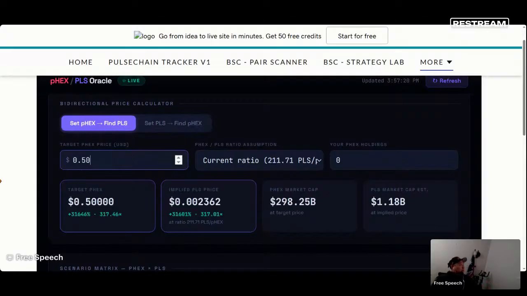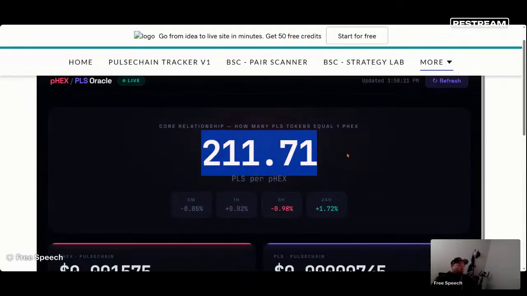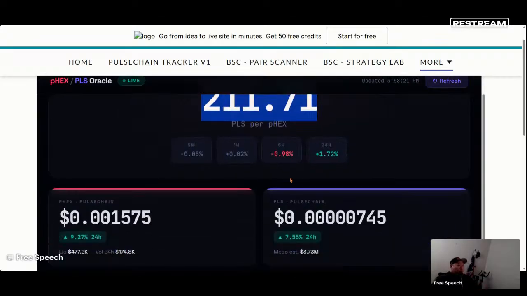Now, we have this here. Ratios both go up equally. Ratio stays the same if pHEX goes up 10% and Pulse goes up 10%. The number of PLS it takes to buy 1 pHEX doesn't change at all. The ratio is completely neutral. Moves happen in lockstep. So we could put a calculator in to figure out what's going on, but we actually do already have this here. It's calculating that for us.